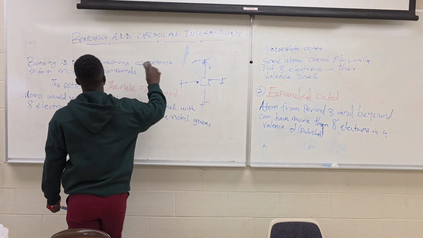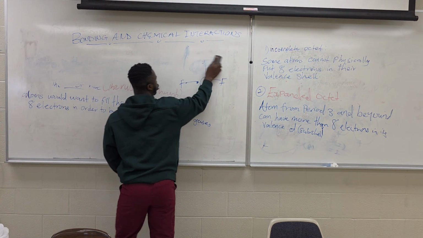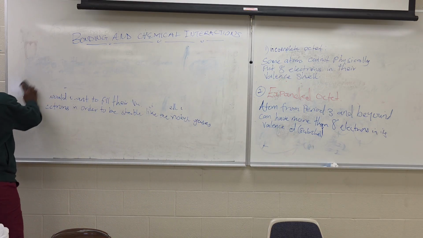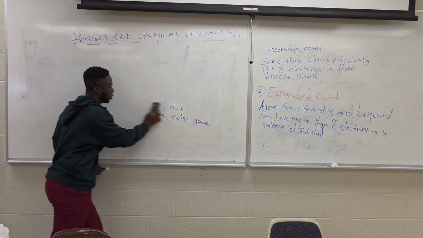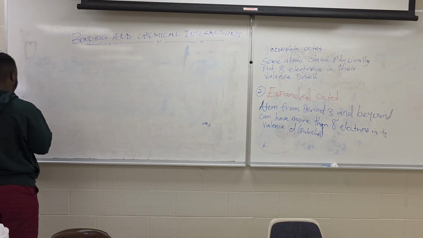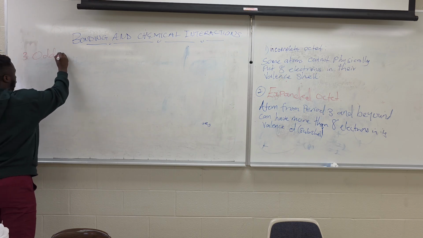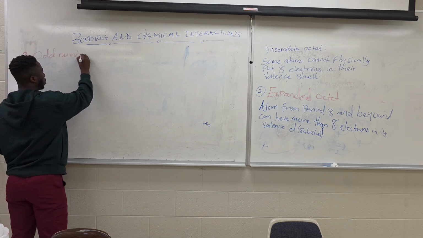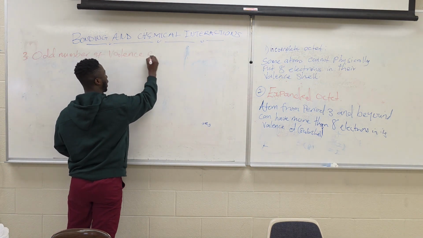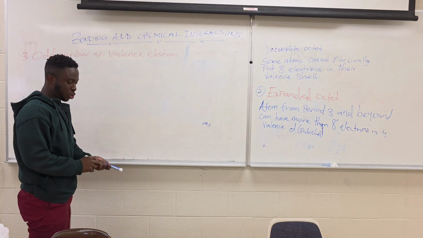The third rule for violating the octet rule is odd number of valence electrons. Now, what do we mean by the odd number of valence electrons?